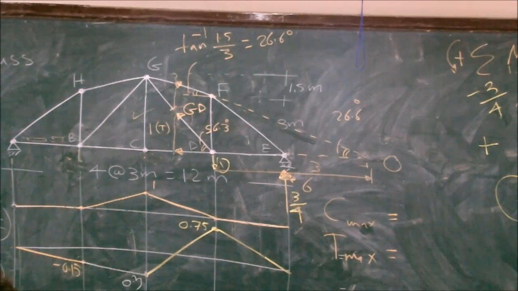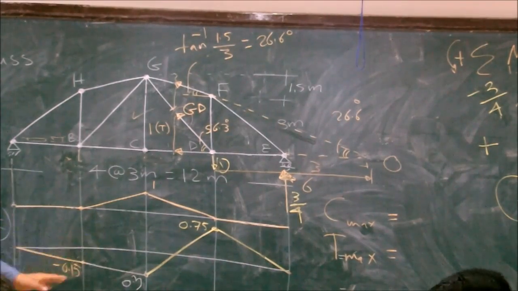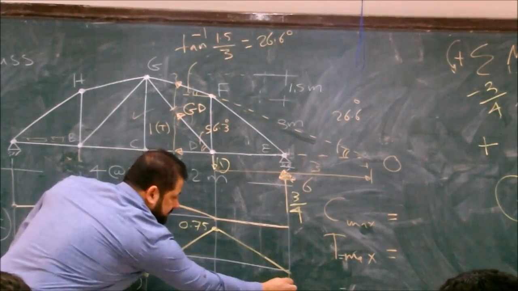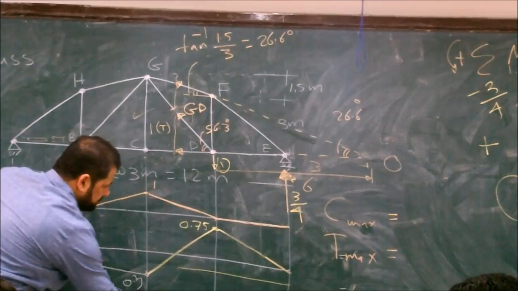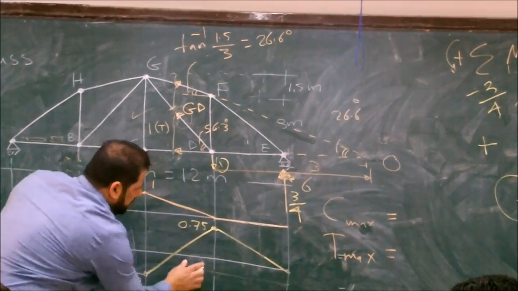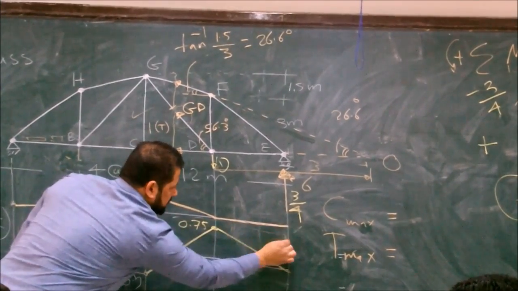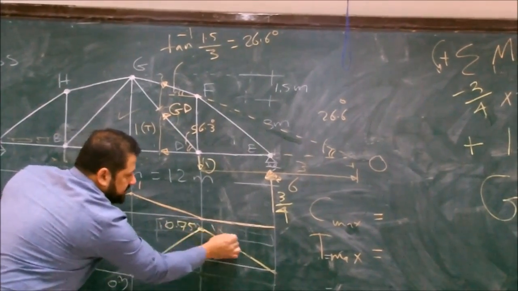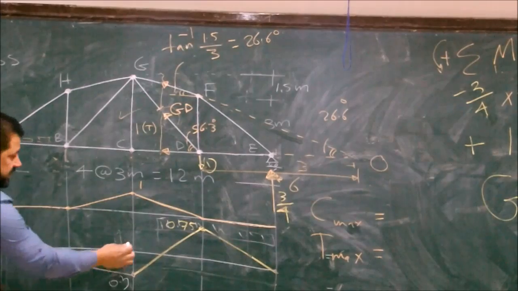The question is to calculate the maximum tension and the maximum compression due to 3 kN per meter moving distributed load. Now, for the maximum tension, where do we place the load? On this area only. The load will be here, only on the tension. For the maximum compression, on this one only.